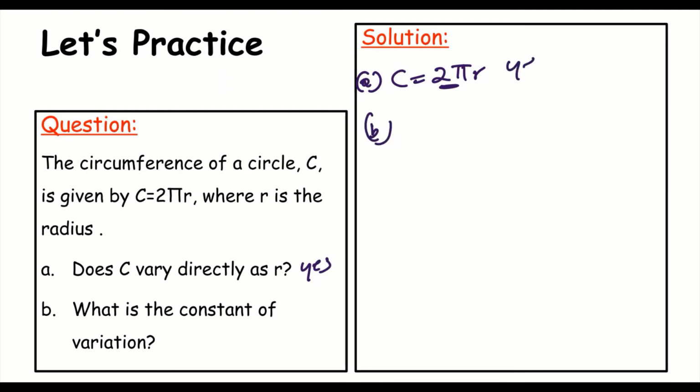B says, what is the constant of variation? Now the constant of variation, what is the constant? The constant is what stays constant. What will stay constant throughout me changing up the variables? So if I want to play with r and if I want to play with C, I can go ahead. Those can always change. But what will not change is the 2 pi. So the constant of variation is going to be 2 pi.